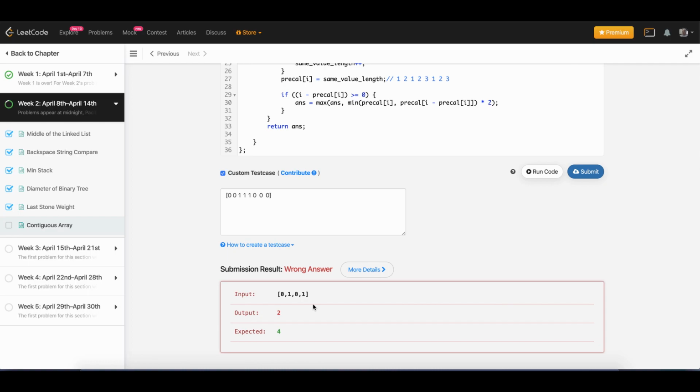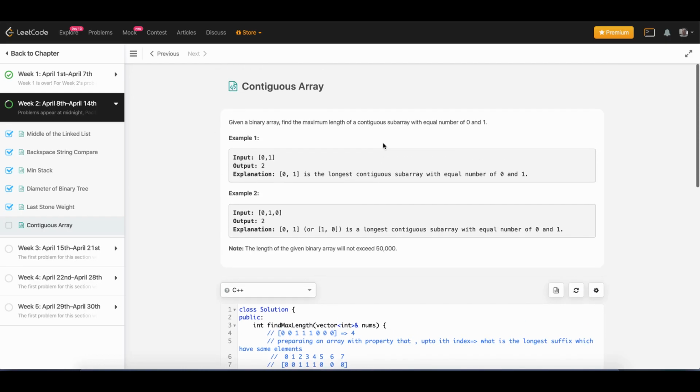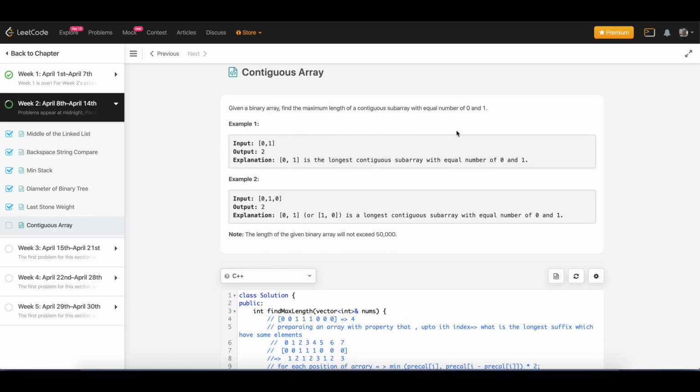Okay, the contiguous array with the value can be in any position. I was thinking that 0 and 0 will be together, and 1 and 1 will be together, or either 1 and 1 will be together, then after that 0 and 0 will occur. Given the binary array, find the maximum length of the contiguous array with equal number of 0 and 1. Okay, that's totally wrong.